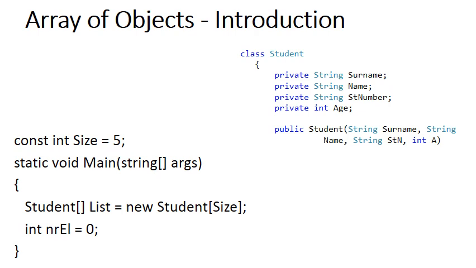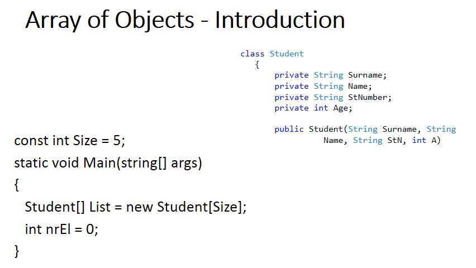In this video, I'm introducing the concept of an array of objects. Just to refresh your mind, we've been working with class student, which has four attributes: surname, name, student number, and age. It also has the constructor student that is used to initialize the object. On the right-hand side, you'll see an extract from class student. On the left-hand side is the basic code you'll be using to declare an array containing students.